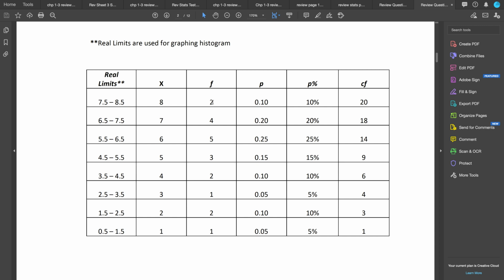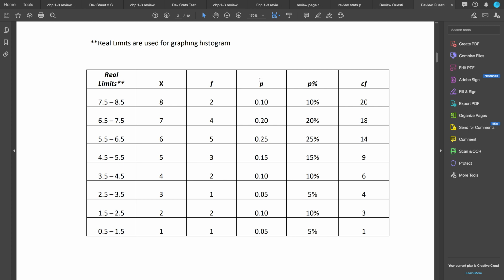You have to figure that out right away, and that would be 6, 11, 14, 16, 17, 19, 20. There are 20 total scores. So the frequency for the first one is 2 out of 20. 2 out of 20 is 0.10. For the next one, it's 4 out of 20, which is 0.20. For the next one, it's 5 out of 20, which is 0.25.